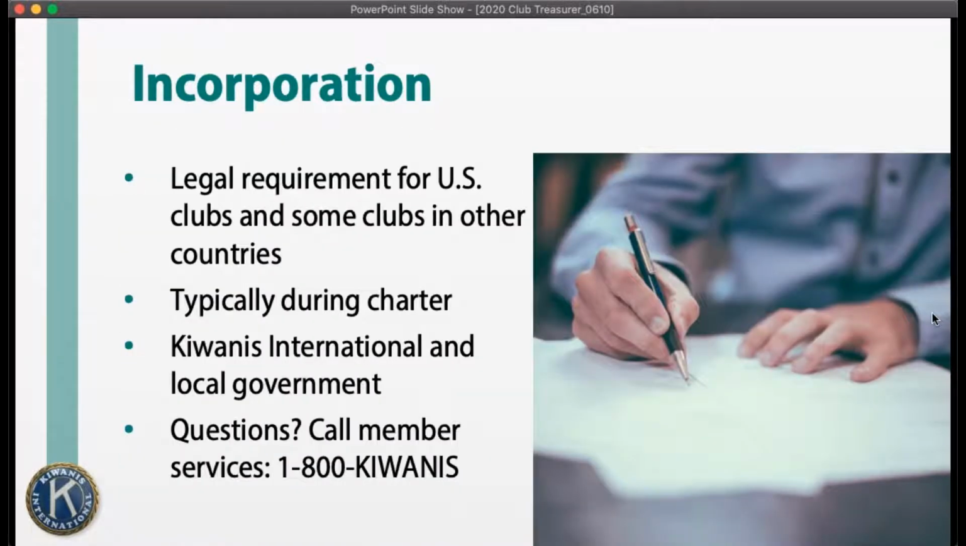Quickly touching on incorporation, in the large scale approach. Every club in the US is required to be incorporated. This is also true of a lot of the other countries that we are in. Typically, you file your initial incorporation when your club originally charters. Depending on where you are in the world, you may need to renew your incorporation annually, and that could be done on the local, state, or federal level. If you have any questions about your incorporation status, call member services at 1-800-Kiwanis or reach out to your district office.